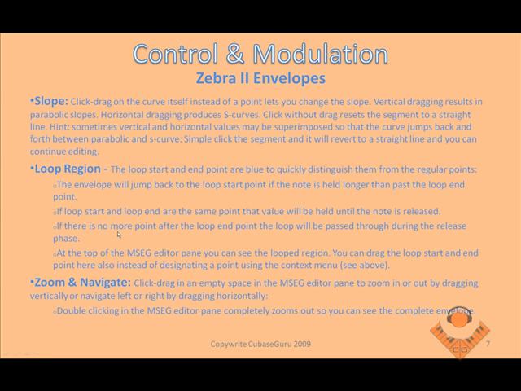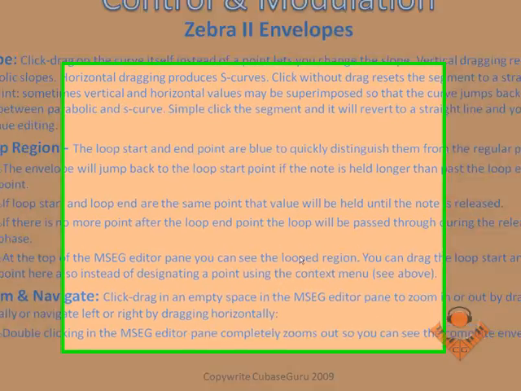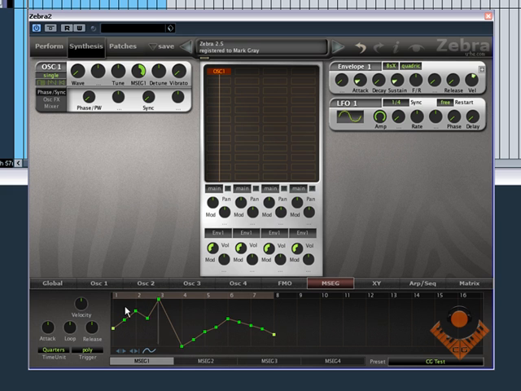Let's just look at those. It says here at the top of the MSEG editor pane, you can see the loop region. You can drag the loop start and end point here also instead of designating a point using the context menu. Right, let's have a look. Okay, the first thing I want to show you is you can see here, that's the loop section and that's the start and end loop point. As you can see, they're not blue.